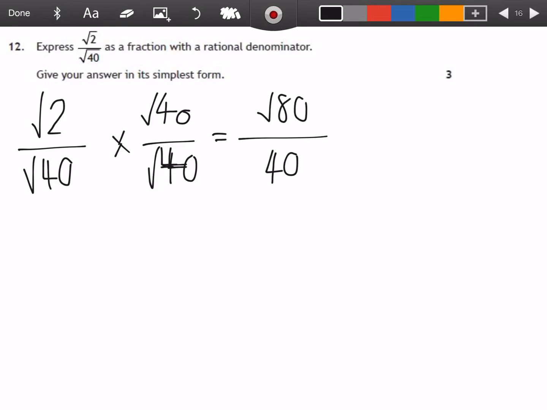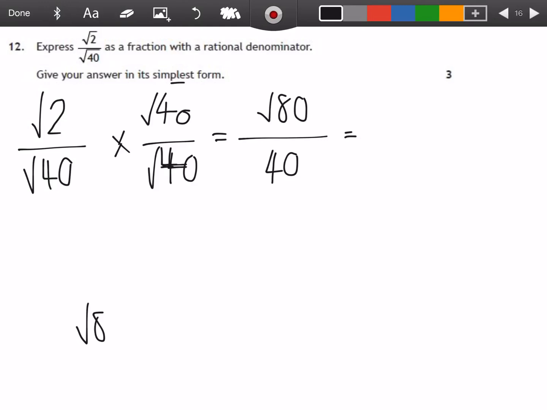Okay, we can't leave that as it is. We need to do a wee bit of simplifying here. It does say in its simplest form. Please do not do 80 over 40. You cannot simplify them. The 40 is a whole number at the bottom. The 80 is not a whole number. That's the square root of 80. However, what you can do is simplify the surd.